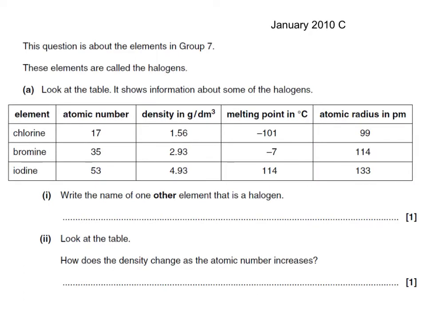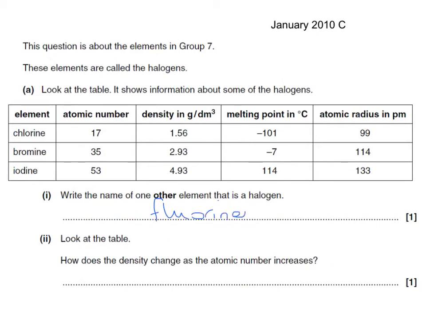Here's a past exam question. This question is about the elements in group 7. These elements are called the halogens. Look at the table, it shows some information about the halogens, giving their atomic number, their density, their melting point and atomic radius. Write the name of one other element that's a halogen. Well, you are allowed to look in the periodic table, which is in your exam paper. So you've got 2 choices here. Let's go for fluorine, but you could also go for astatine.